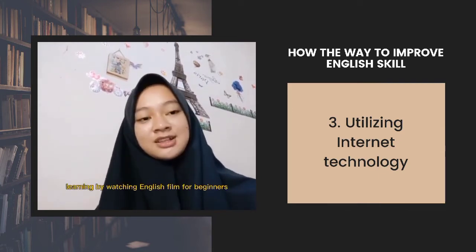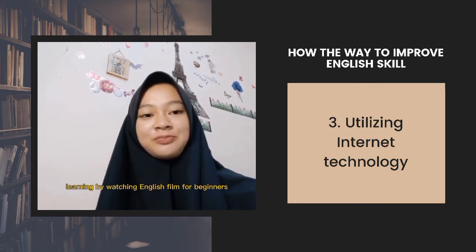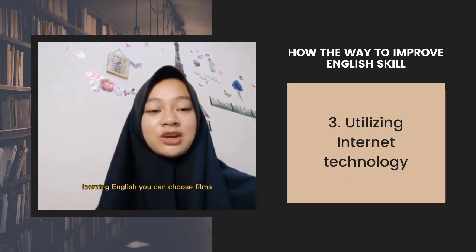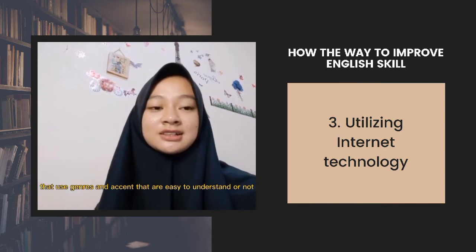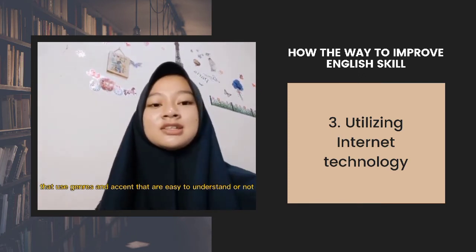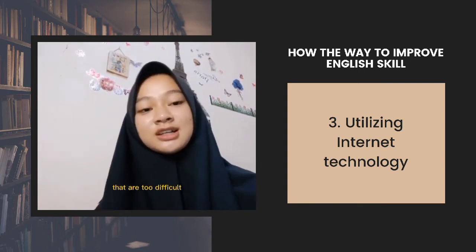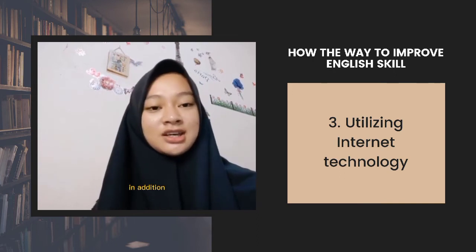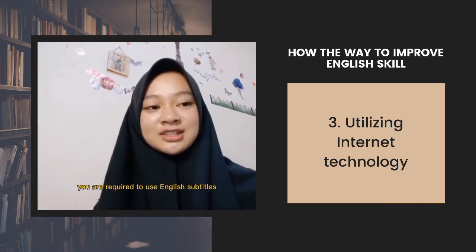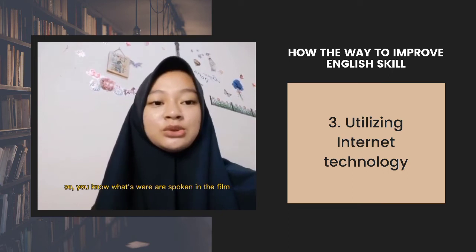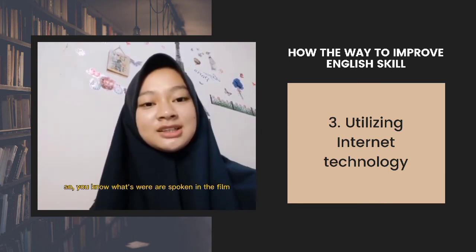Third, tips for self-taught English learning by utilizing internet technology. For example, learning by watching English films. For beginners learning English, you can choose a film with a genre and accompaniment that are easy to understand, not too difficult. In addition, you are required to use English subtitles. You know what is being spoken in the film.